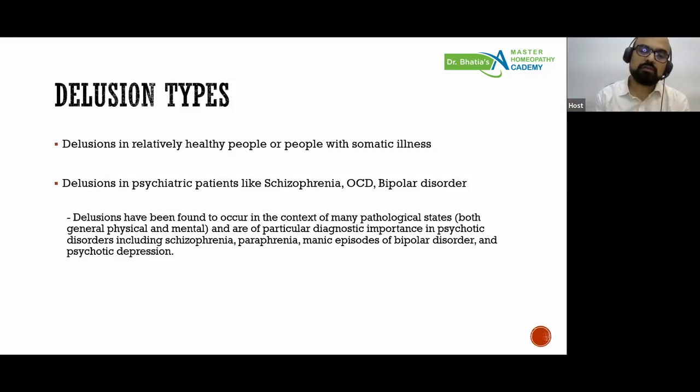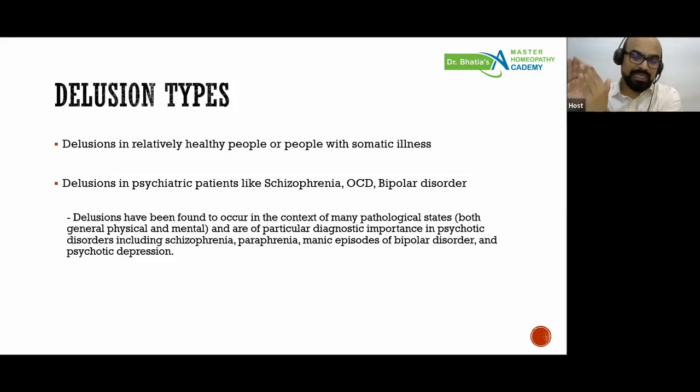But then there are delusions in psychiatric patients, patients who have schizophrenia, OCD, bipolar disorder. Delusions have been found to occur in the context of many pathological states, both general, physical, and mental, and are of particular diagnostic importance in psychotic disorders, including schizophrenia, paraphrenia, manic episodes of bipolar disorder, and psychotic depression. So these are some examples where we are going to see delusions: schizophrenia, paraphrenia, manic episodes of bipolar disorder, psychotic depression, and obviously OCD also. So this is what we are going to see.